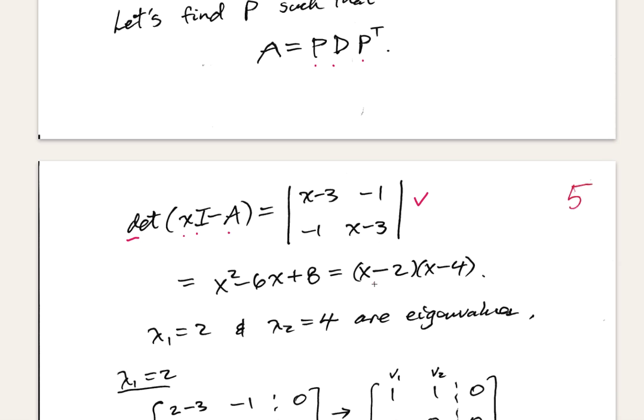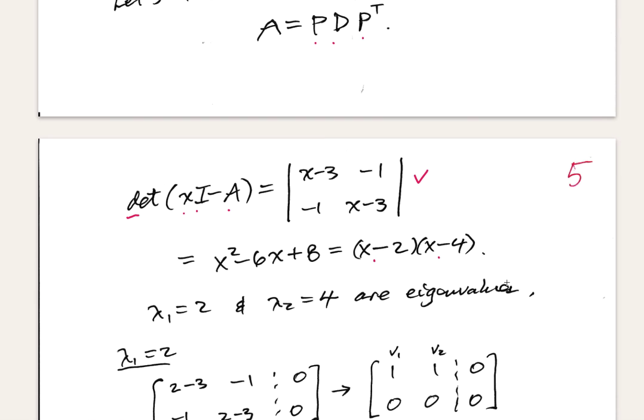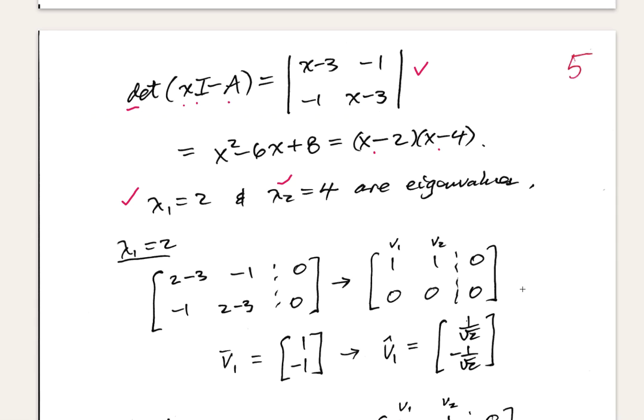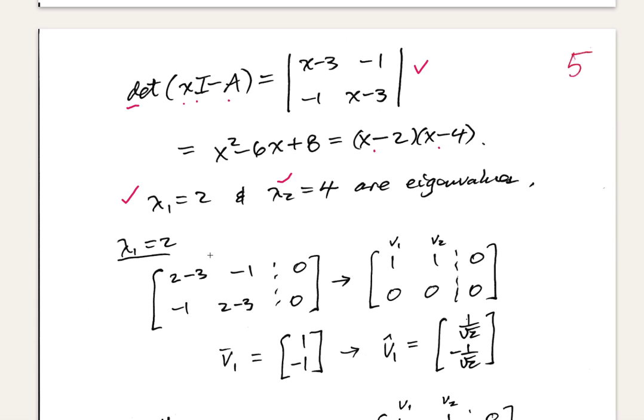So that actually factors, so this shouldn't be too ugly here. It factors as x minus 2 times x minus 4. So I've got 2 eigenvalues. I'll call them lambda 1 is 2 and lambda 2 is 4. Now let's take the first eigenvalue, 2, and find a corresponding eigenvector.